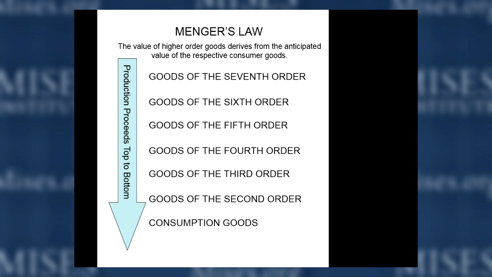Now, what Menger saw, and this was a big breakthrough, really, in macroeconomics, is that production proceeds top to bottom. Of course, you can't start with the consumer goods and go the other way. It goes top to bottom. And value imputation goes from bottom to top, right? Well, we understand that.